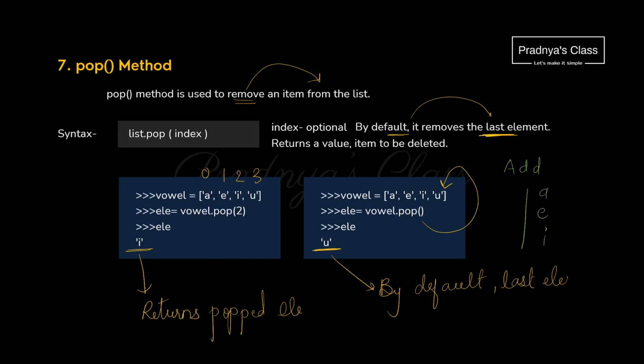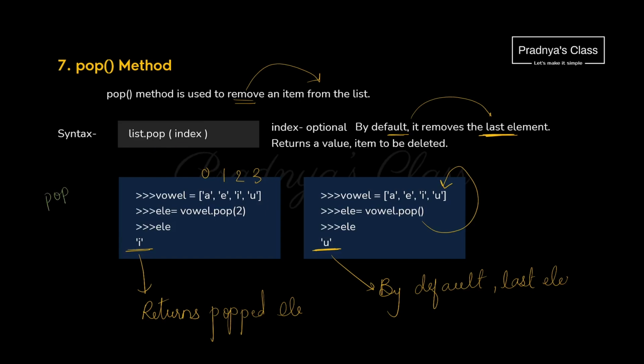Now let's check how to delete an element. Generally on any data structure, we perform these operations. We add an element, we delete an element, we search, sort, traverse and modify. So to delete, we have the pop method. It takes an index. We mention 2 here. So at index 2 we have I. It will get deleted. When we print this list, we will not get I. Make a note of it.